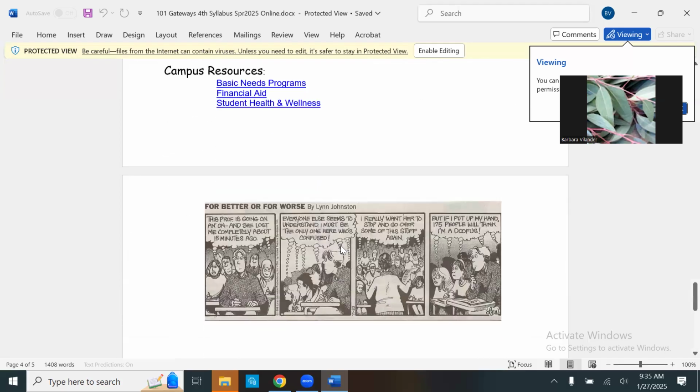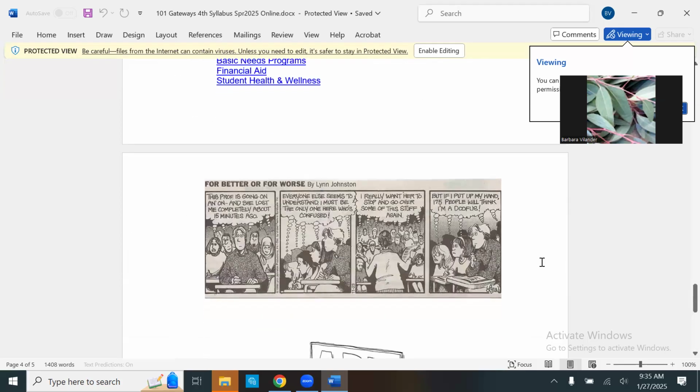All right. I put this little comic in here because I feel like this is really true. It says the prof is going on and on. She lost me completely about 15 minutes ago. Everyone's thinking the same thing. Everyone else seems to understand. I must be the only one who's confused. I really want her to stop and go over some of this stuff again. But if I put my hand up, 175 people will think I'm a doofus. The only stupid question is the one you don't ask me.